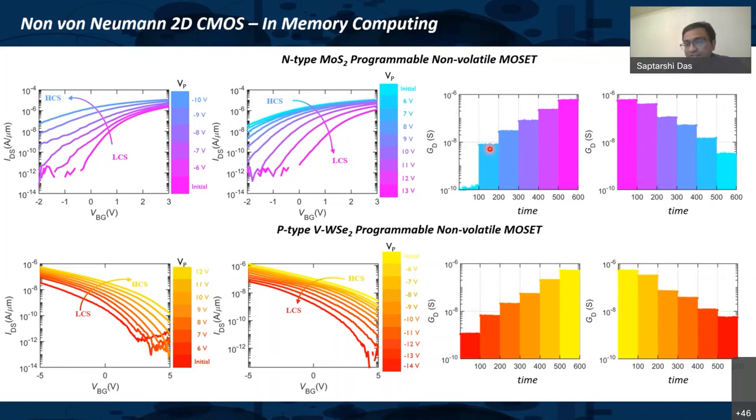Here we are showing that we can program our device to different conductance states. These are the conductance values, and we can retain those states over a significant amount of time, which is required for artificial neural networks. And we can do it for both the N-type FET, which is MoS2, as well as the P-type vanadium-doped WSe2. So both our NMOS and PMOS are programmable. Therefore, our CMOS platform is programmable, which means that we have essentially crossed over this hurdle of non-von Neumann computing.